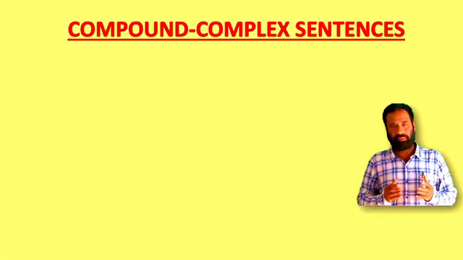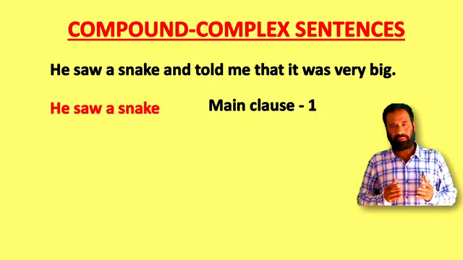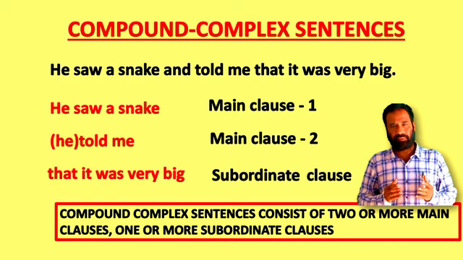Compound complex sentences. Study the sentence. He saw a snake and told me that it was very big. In this sentence, there are three parts: two main clauses, one subordinate clause. He saw a snake, main clause. He told me, also main clause. That it was very big, subordinate clause. So this type of sentence is called compound complex sentence.